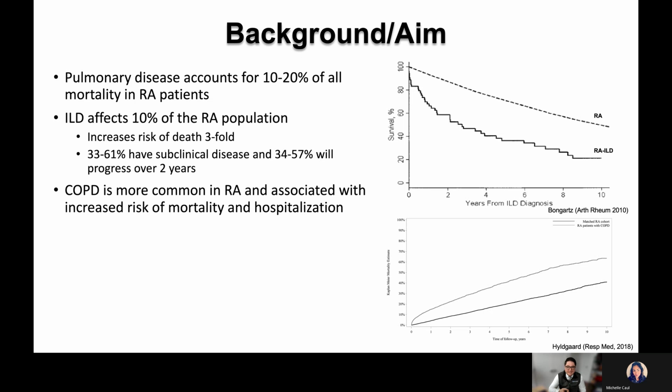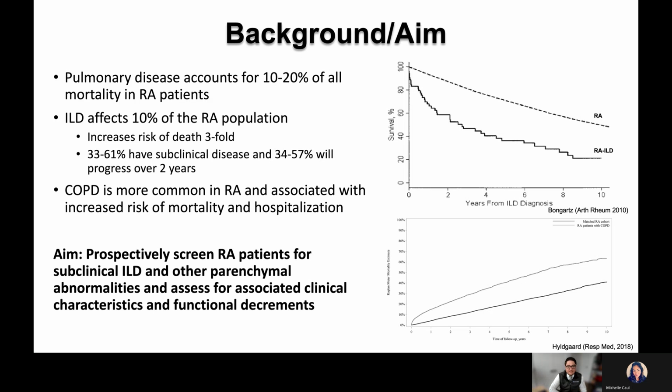Patients with RA and COPD have a higher risk of hospitalization and a 10-year mortality of about 60%, as illustrated in this Kaplan-Meier curve by Hildegard in 2018. As you can see, the separation between the RA patients with COPD versus a matched RA cohort is greater in the patients with COPD, that at 10 years is about 60%.